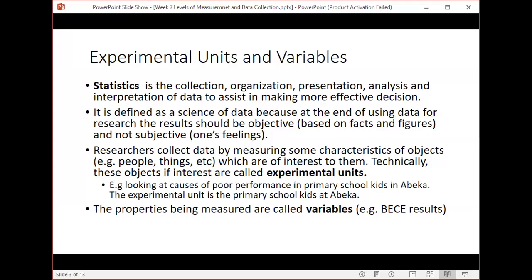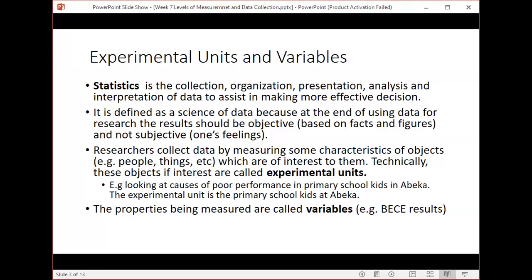You are making a decision not blindly, but with data and some numbers to be able to tell your left from your right and make an effective decision. That's what statistics is about. Okay, and we call it a science of data. At the end of the day, we rely on facts and figures, not on our own subjective feelings. So statistics is about data and it's objective because it's based on facts and figures to make our informed decisions.